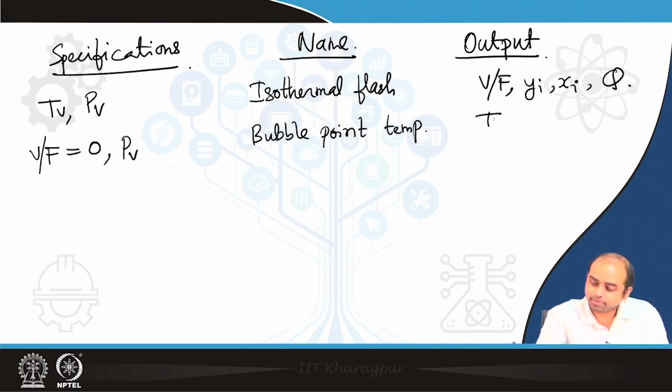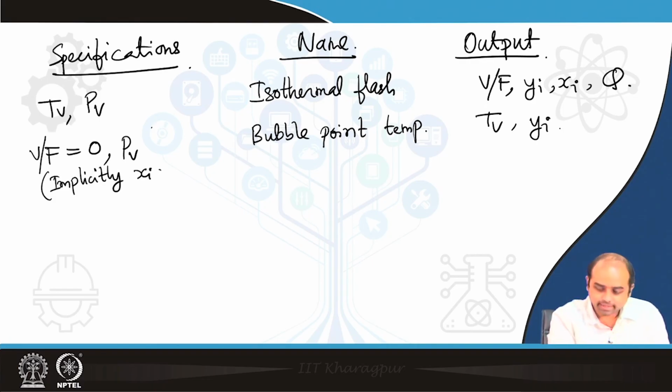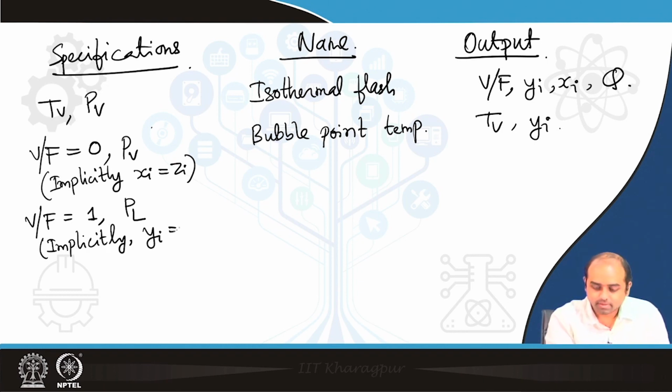From here the typical outputs that we get are Tv and Yi. This of course implicitly means Xi is equal to Zi, that everything is in the liquid state. Similarly, V by F could be equal to 1, and then we specify the liquid temperature. This implicitly means that everything is in the vapor phase. This is called the dew point.